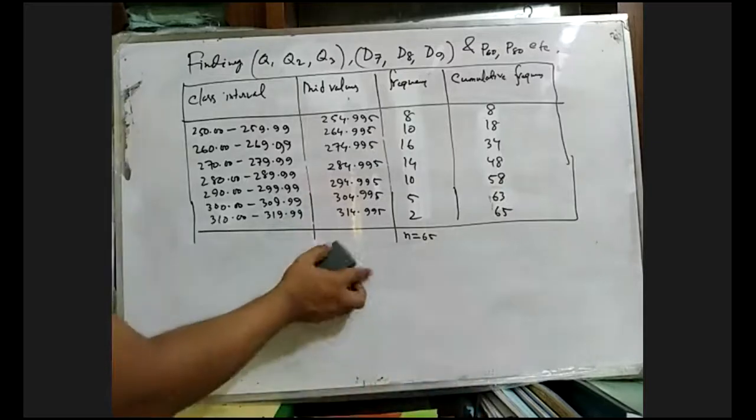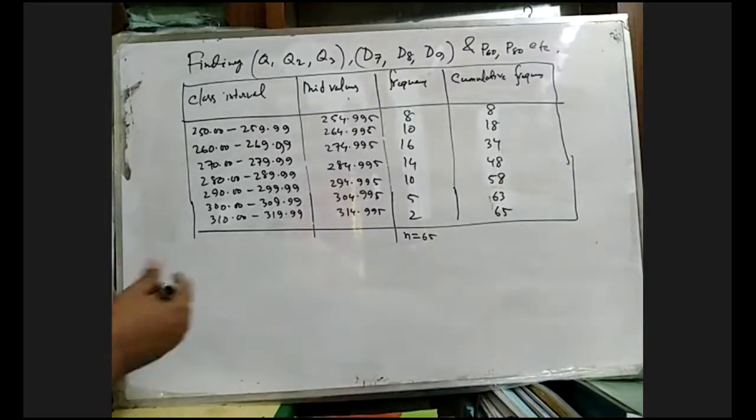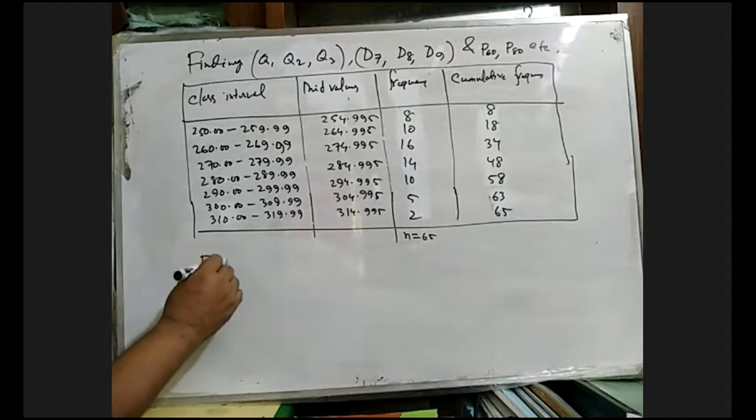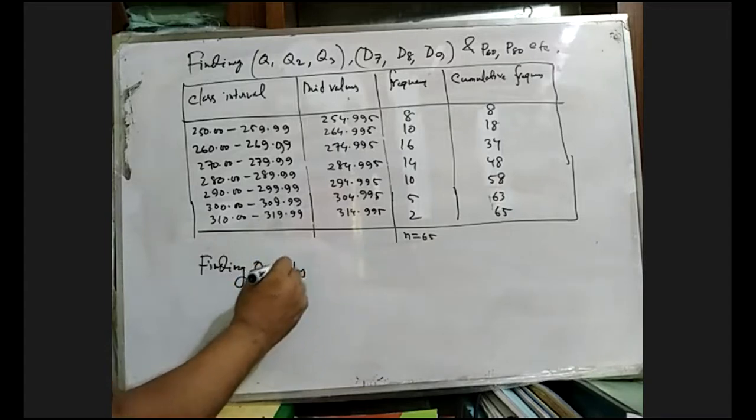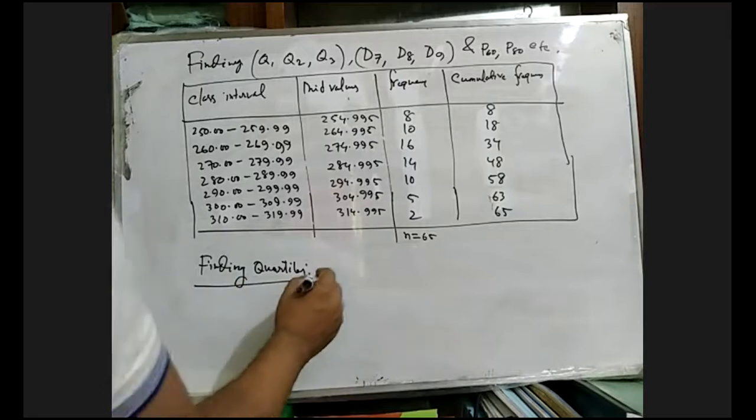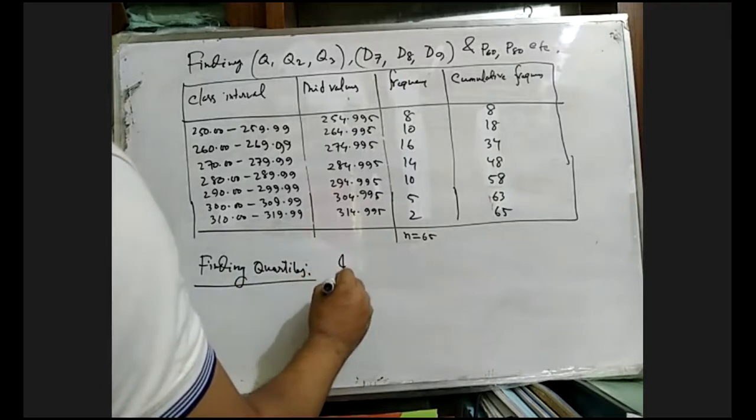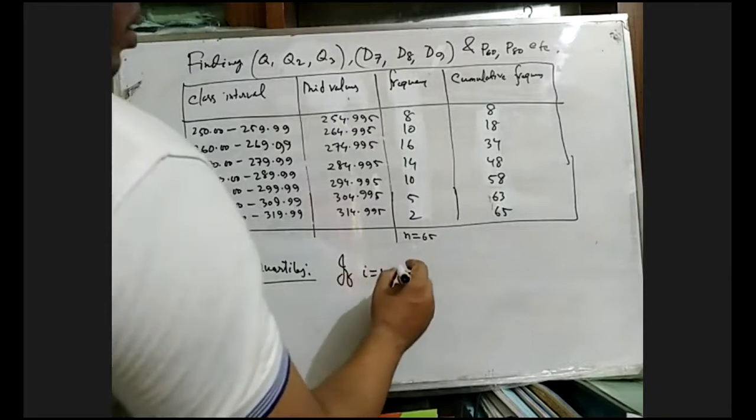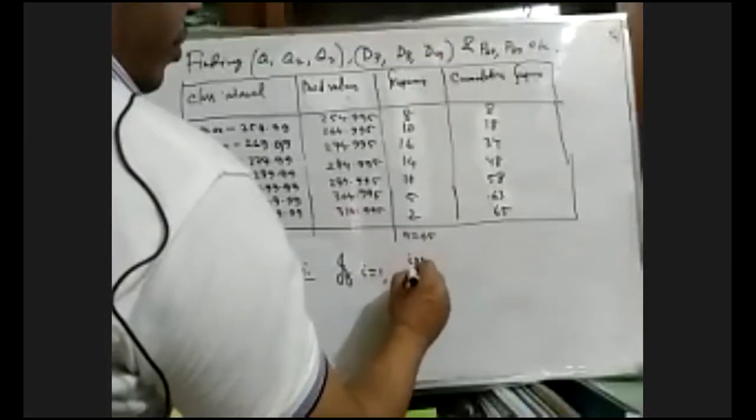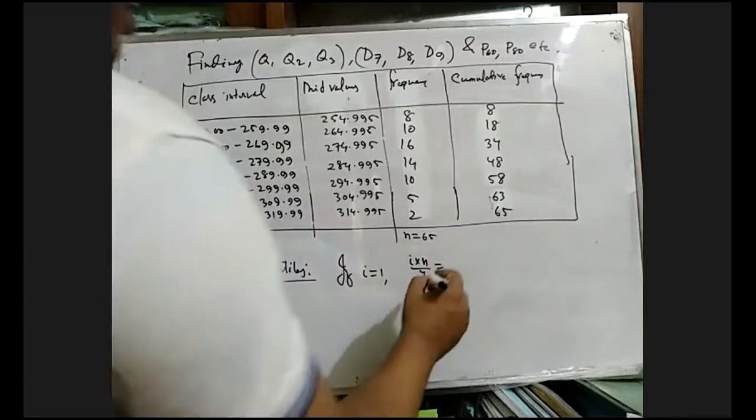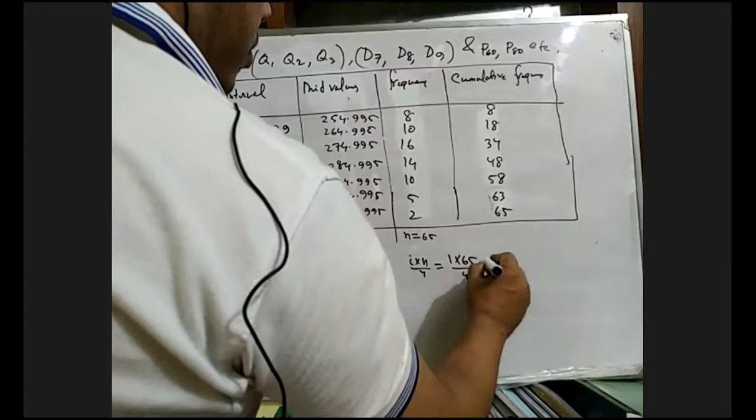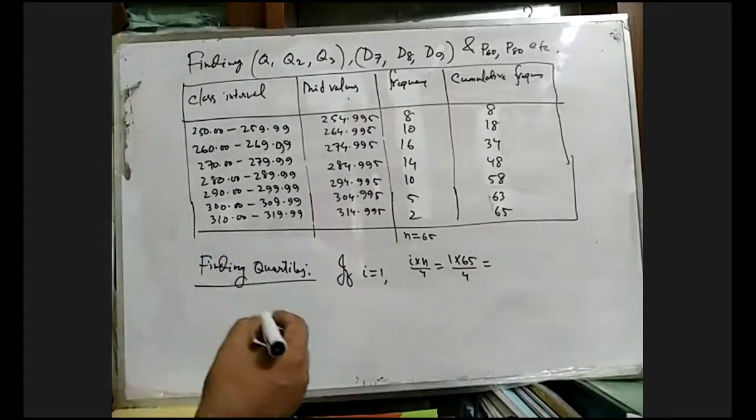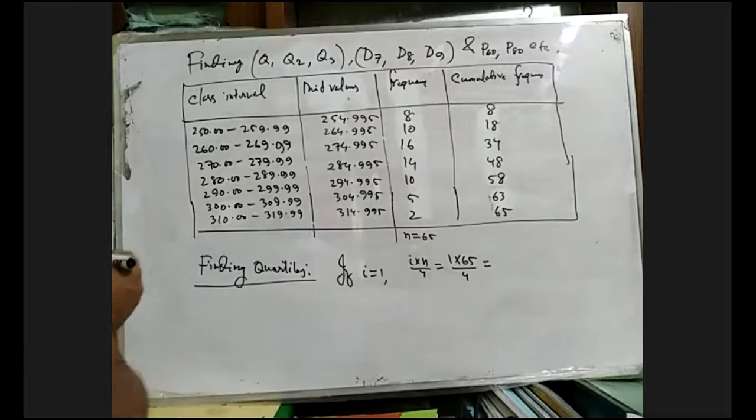Now how can we find the quartile? Finding quartiles, for the first quartile, if i equals 1, then i multiplied by n divided by 4. i means 1, then n equals 65, divided by 4. This equals what? Use calculator.